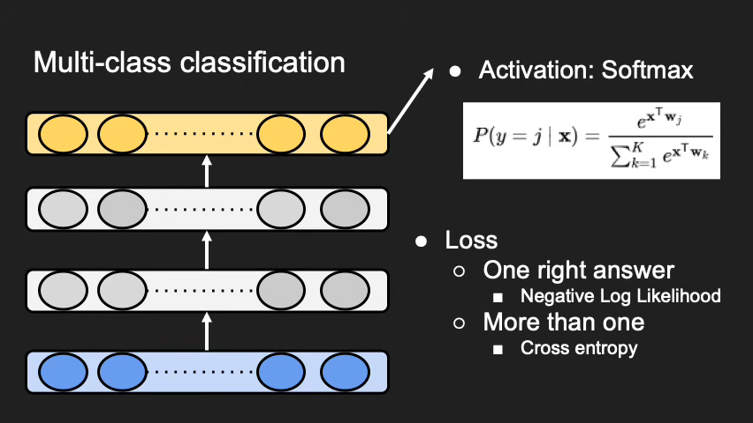And for that, we use a function called Softmax that you can see here. This is the activation function that is usually used for a multi-class classification setup, and it can be used with either of the losses that I've shown you. If there's only one right answer, negative log likelihood. If there's more than one, it's cross entropy.